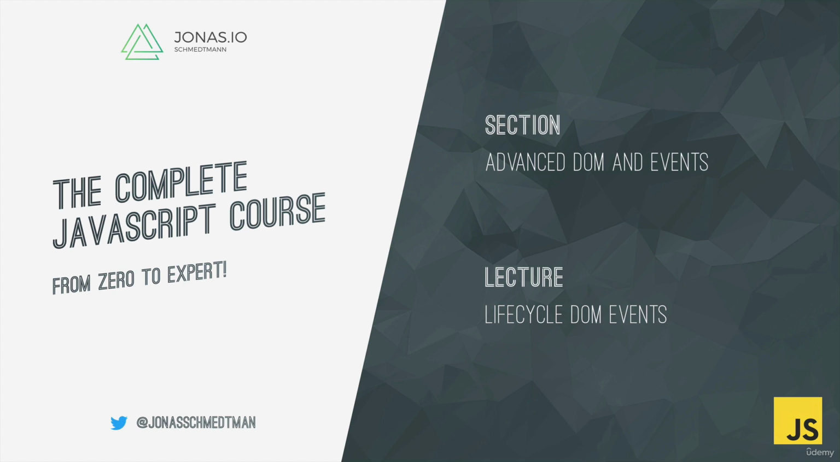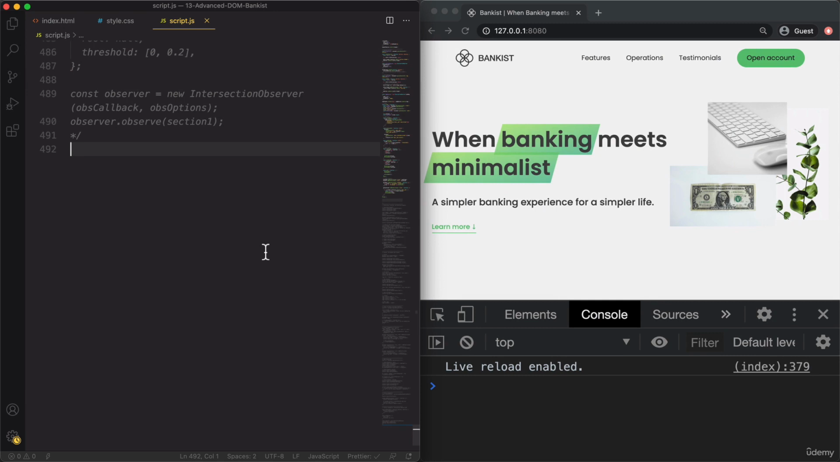Now to close off this section, let's take a quick look at a couple of different events that occur in the DOM during a web page's life cycle. And when we say life cycle, we mean right from the moment that the page is first accessed until the user leaves it. And let's do that right here at the end of this file.